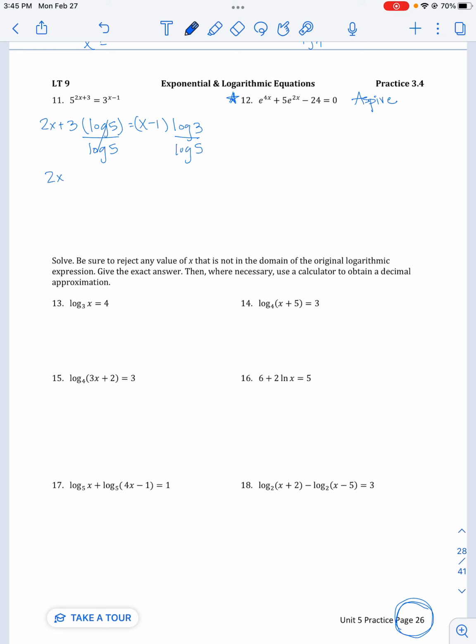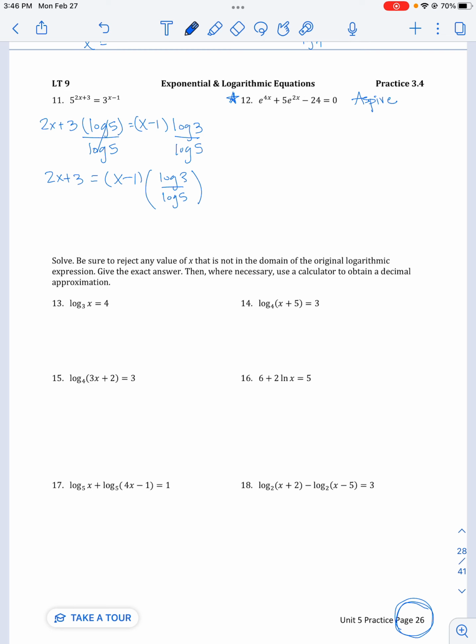So you've got 2x plus 3 equals x minus 1 times the log of 3 divided by the log of 5. Again, that's just a number. And then you can just do algebra by adding or subtracting, subtracting 3 from both sides, bringing the x together and combining like terms and getting your solution. So that is the beginning of the solution for that problem.